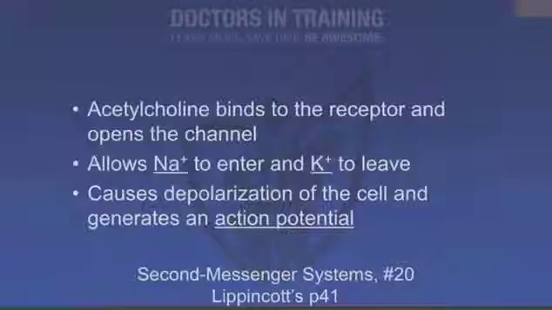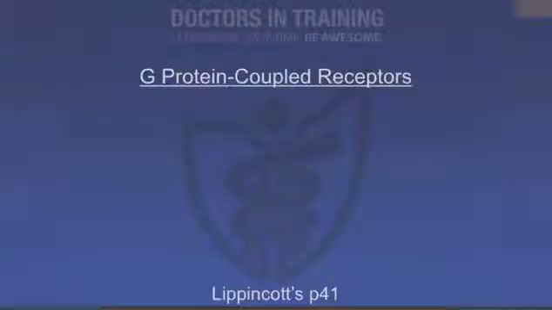One example of this is the nicotinic acetylcholine receptor. It's an ion channel. Acetylcholine binds to the receptor and opens up the channel and allows sodium to enter and potassium to leave, and that causes depolarization of the cell and generates an action potential. The other big category of receptors used in the autonomic nervous system are G-protein coupled receptors.